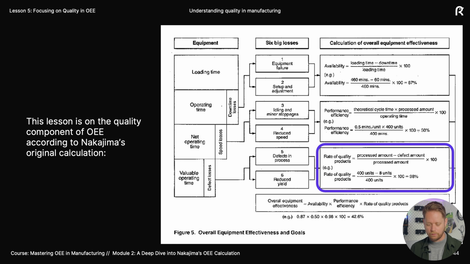Looking back at our overview of OEE from Nakajima, once again you can see the 6 big losses and how they relate to the components of OEE. So far, we've talked about availability and performance. And now we're going to look at the final component of OEE, quality. So let's dig in.